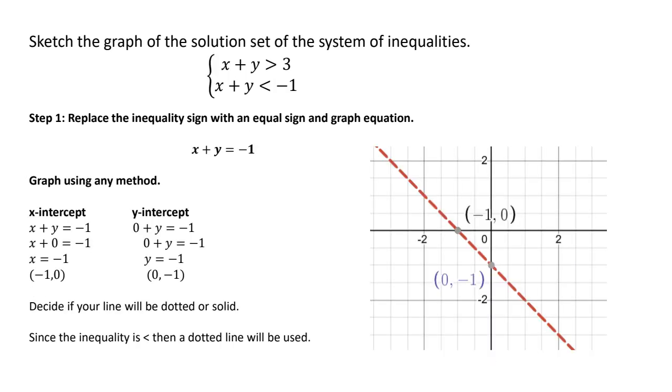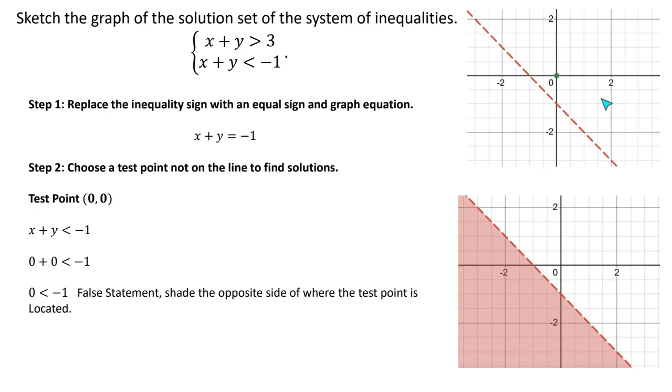Now if we move to the second equation, we have x plus y is equal to -1. I'm going to use the x-intercept and y-intercept. If y is 0, we get -1. If x is 0, we get y equals -1. So I plot my intercepts and graph the line. It is going to be a dotted line since the inequality is a less than sign. And so this would be my line.